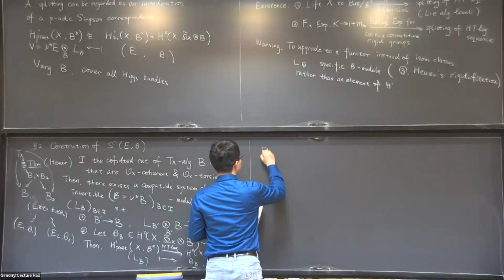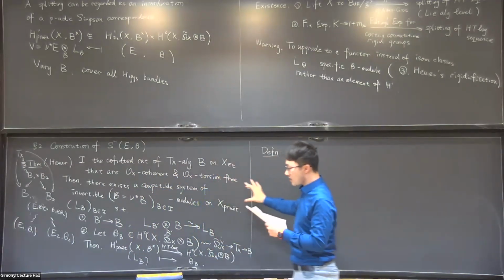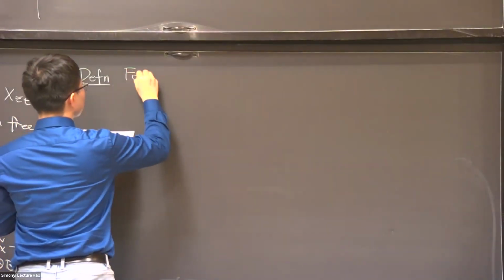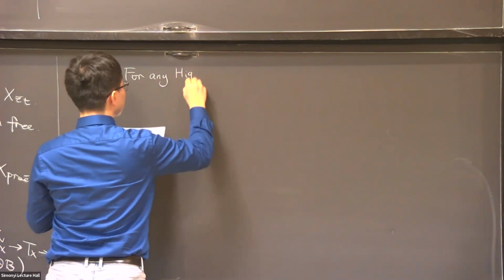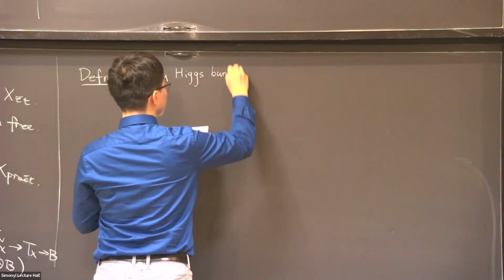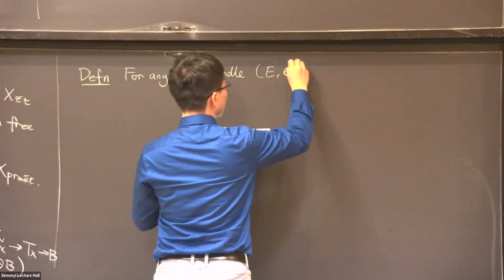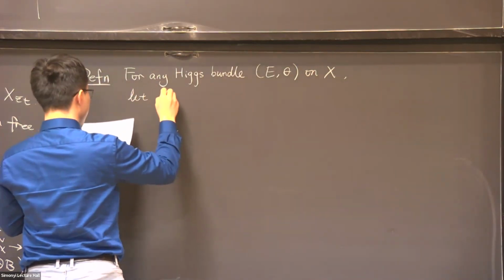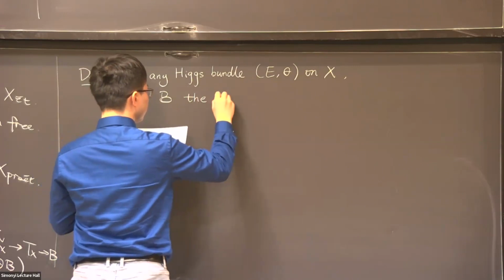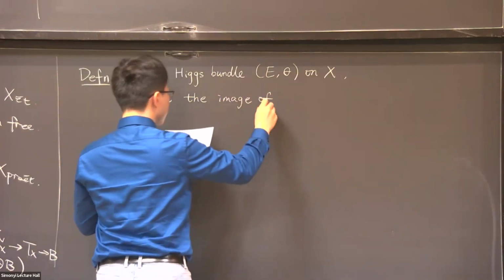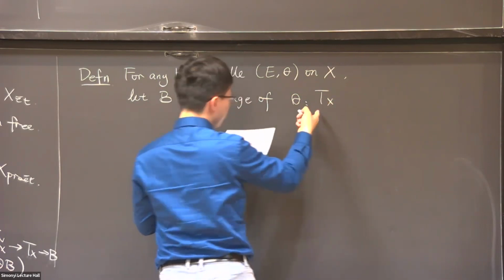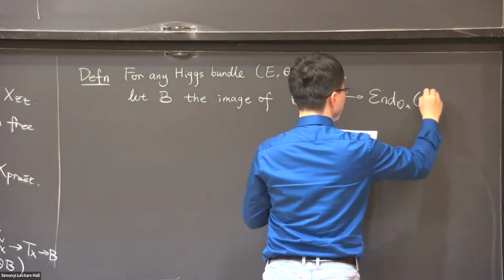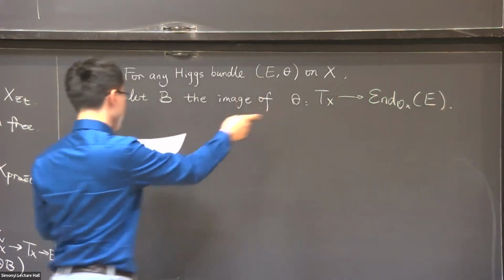So then with this, if you pick such a choice, then you can define the p-adic Simpson functor. So for any Higgs bundle on X, I can take B to be the image of the Higgs field. The Higgs field is just a map from the tangent bundle to the endomorphisms of E. I take B to be the image of that.